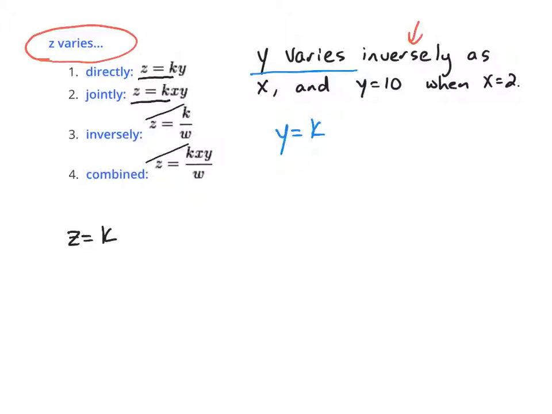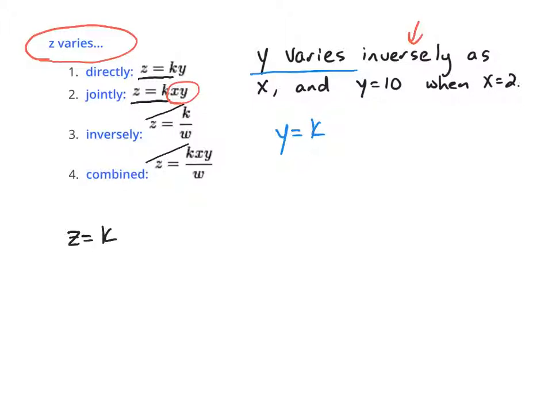Now, I need to know what the word inversely means. So let's go through all of our vocabulary on the left-hand side here with z. So the first one, it says z varies directly. Well, z is equal to k, and then it's varying directly as y, which means where y is directly changing the variable z. So we're going to multiply times y. So directly, we're multiplying by one variable. Jointly means two variables are working jointly, they're working together to affect the variable z. So in this case, we have our variables x and y working together to affect z.